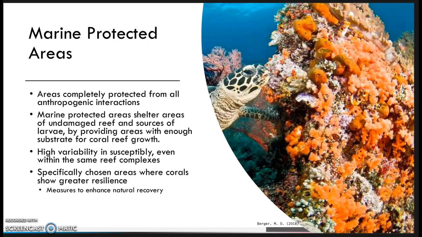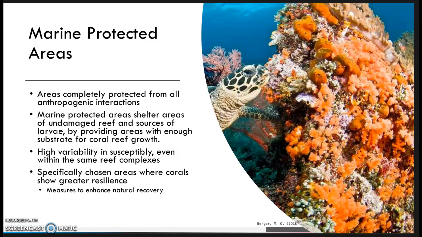So to start with marine protected areas. As we previously said, marine protected areas are areas completely protected from any human interactions. Marine protected areas shelter areas of undamaged reef and sources of larvae by providing areas with enough substrate for coral reef growth. So in any area of coral reefs, any ecosystems that involve reefs, there is a high variability in susceptibility, even within the same reef complexes. Understanding these patterns of susceptibility can determine environmental factors that vary susceptibility and therefore may enable coral reef biodiversity conservation.